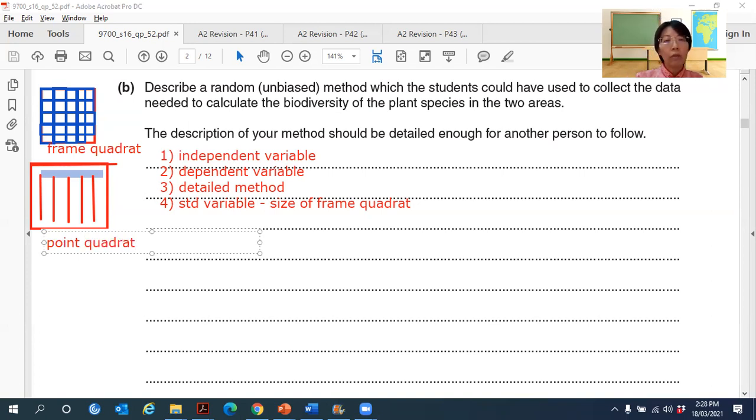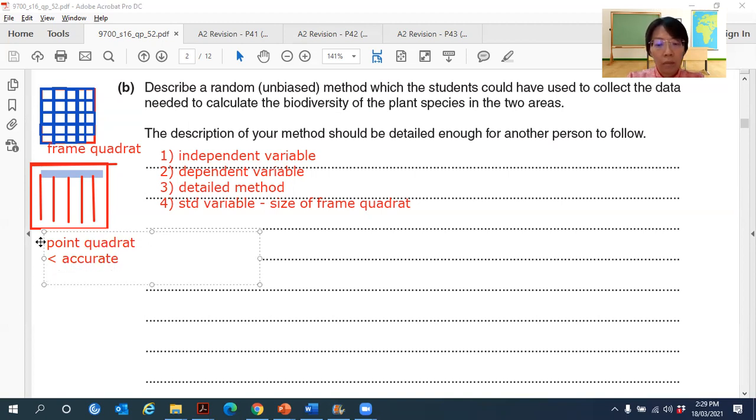So which one do you think will give you a more accurate measurement? The frame quadrat will give you a more accurate measurement because it's a bigger area for you to sample. So the point quadrat is less accurate. But why is it people want to do a point quadrat?